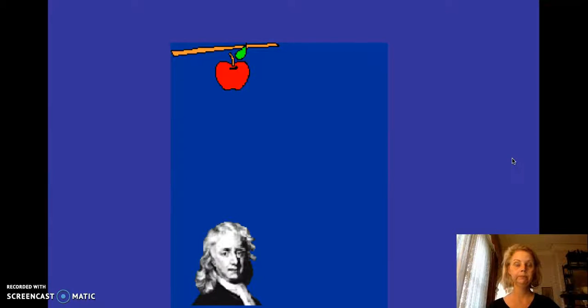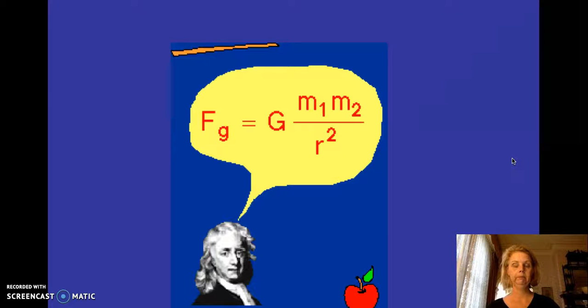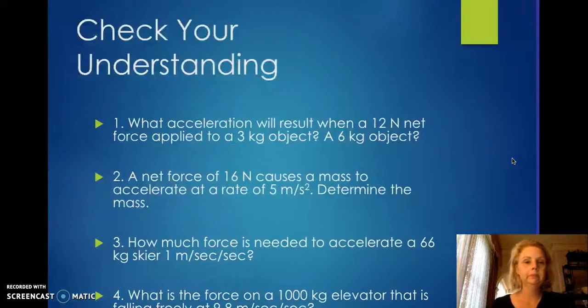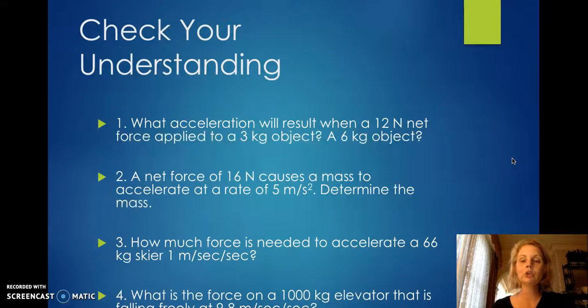Okay. I think something's supposed to happen. Apparently he thought of it when an apple fell on him. Yep, let's move on.